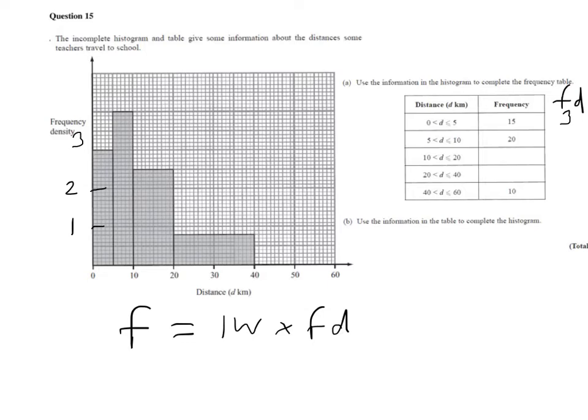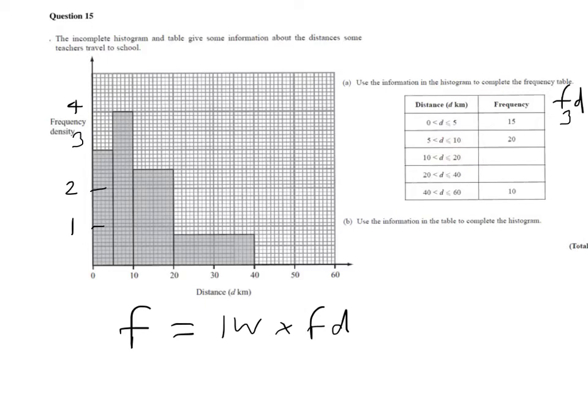So if we go over to the 5 to 10, the distance 5 to 10 has a frequency of 20, so if we do 20 divided by its width, 5 to 10, that would give me 20 divided by 5, which is 4, and we can see the bar would indeed land on 4. So let's go to our next one.